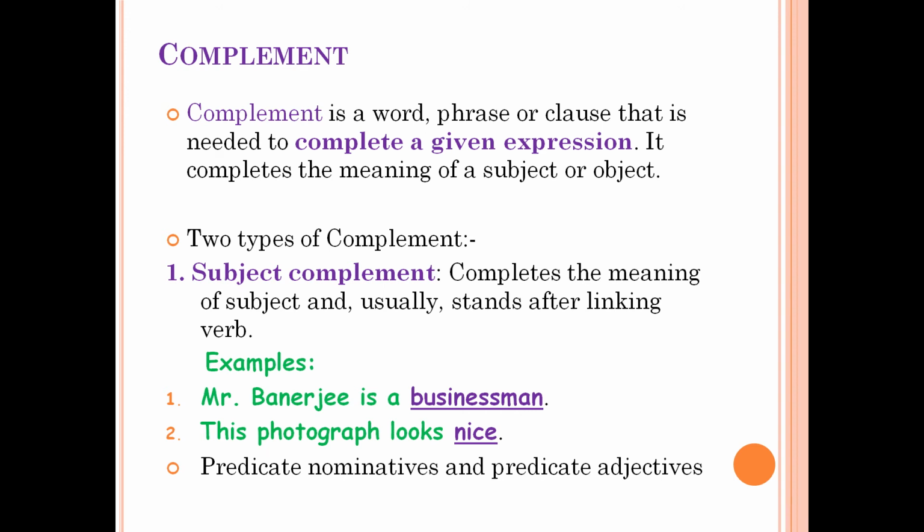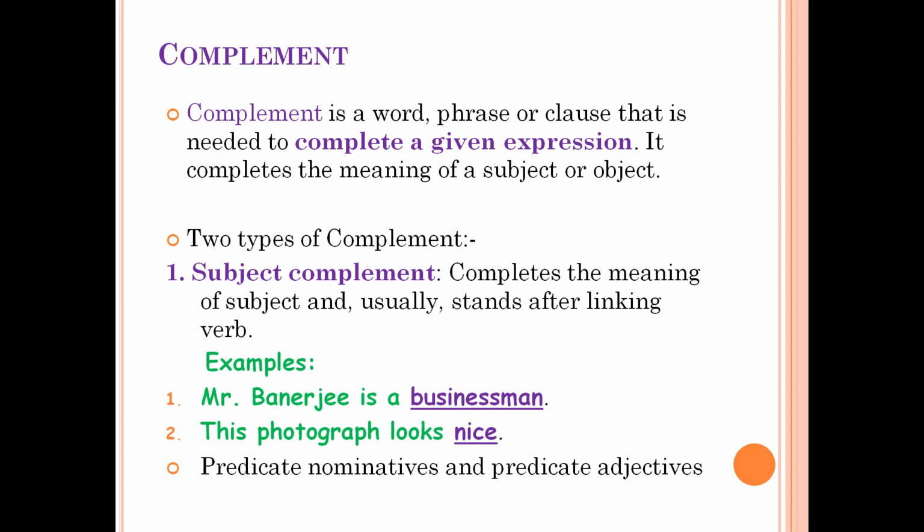And the spelling of these two terms also differs, and they are homophones. Just check the spelling here on this slide for this complement in English grammar. There are two types of complement: subject complement and object complement. As the name suggests, subject complement completes the meaning of the subject and usually stands after a linking verb. It can be an adjective, noun, or pronoun that follows a linking verb.